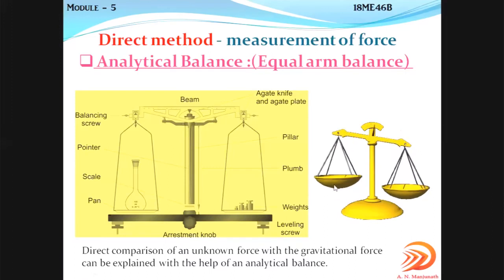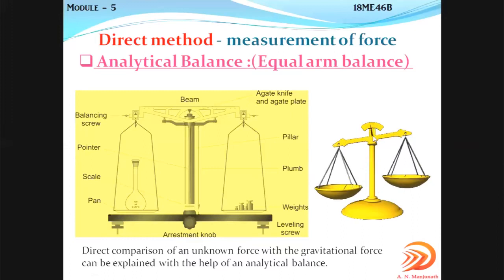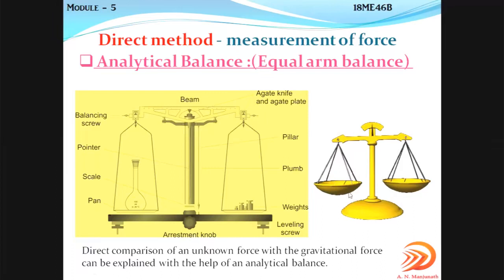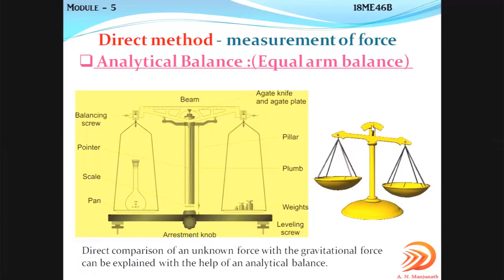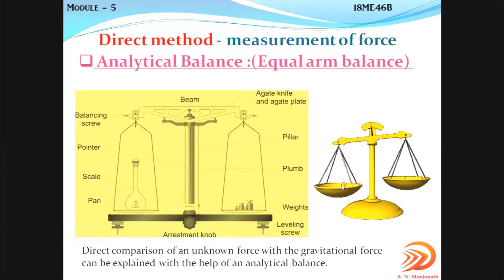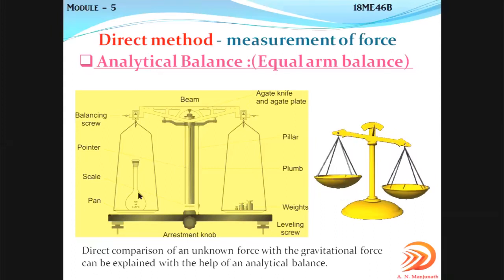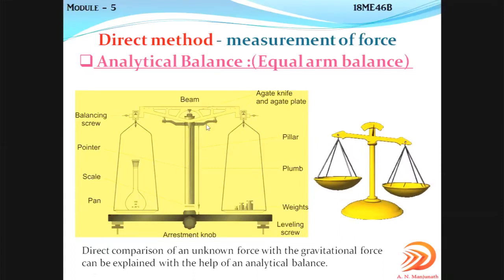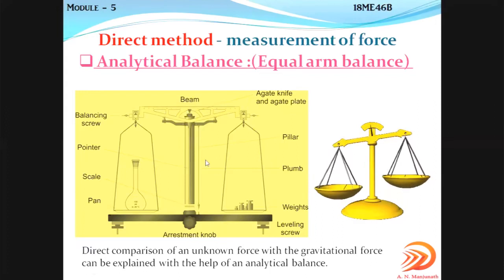As you can observe here, this is the equal arm balance. Equal arm means from the center of gravity, where the pointer is moving, to this point and to this point, it has equal distance. That's what is called the equal arm balance. This is a direct comparison of the unknown force with the gravitational force of the standard mass, by making the pointer align to zero, equating the unknown force and the gravitational force. Gravitational force means the standard mass which you apply. By equating both with the help of the pointer at zero, we can do the measurement. This is the equal arm balance, an analytical balance.